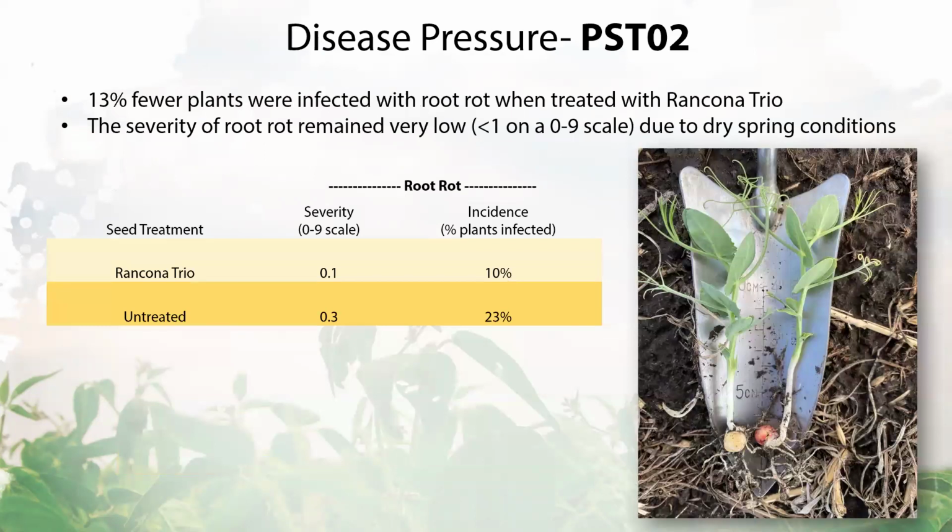Okay, here is the disease pressure data from PC treatment 02. Here, 13% fewer plants were infected with root rot when treated with Rancona Trio. Again, this trial was very dry in May, with only 48% of normal rainfall, so the risk of root rot development was low overall, and thus the severity of infection was very low.